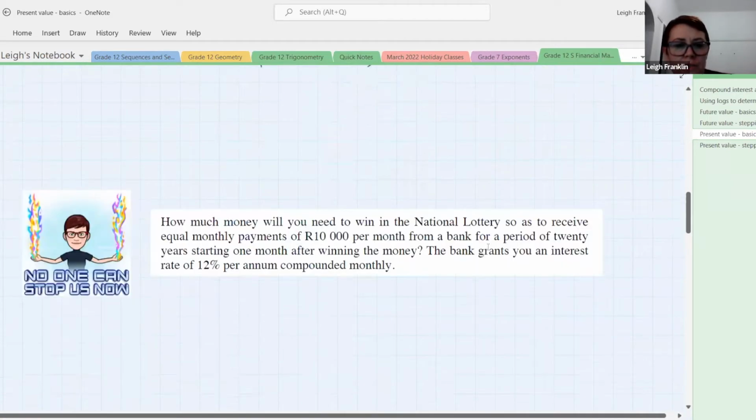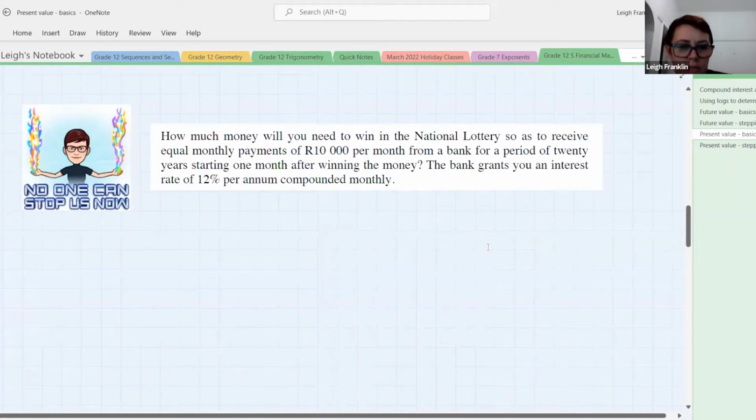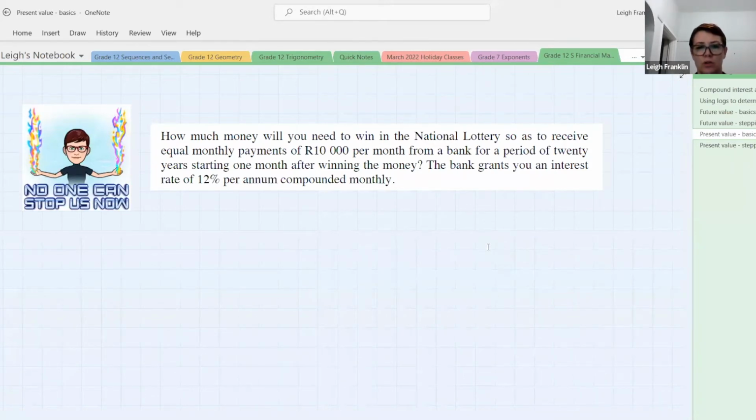Okay, so here's just something a little bit different. How much money will you need to win in the national lottery so as to receive equal monthly payments of 10,000 Rand per month from a bank for a period of 20 years starting 1 month after winning the money? The bank grants you an interest rate of 12% per annum compounded monthly. Okay, so again, it's a present value annuity. You guys should be able to do that one.